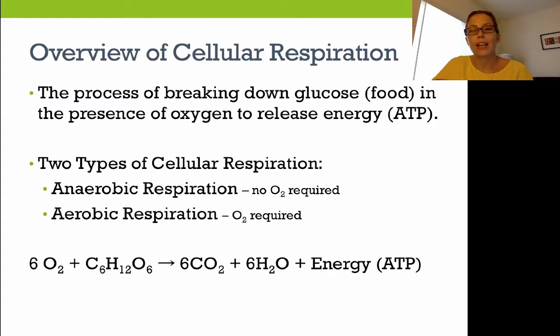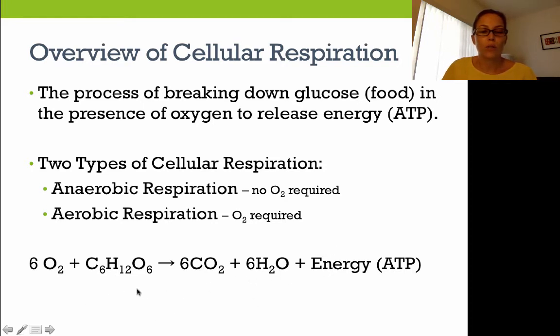It's the process of breaking down glucose or food in the presence of oxygen to release energy, or ATP. So there are two types of cellular respiration. There is anaerobic respiration, in which no oxygen is required, so you're producing energy without the presence of oxygen. And then there's aerobic respiration, which is when oxygen is required. The equation down here at the bottom of the page is an example of aerobic respiration because oxygen is being used in order to produce energy.